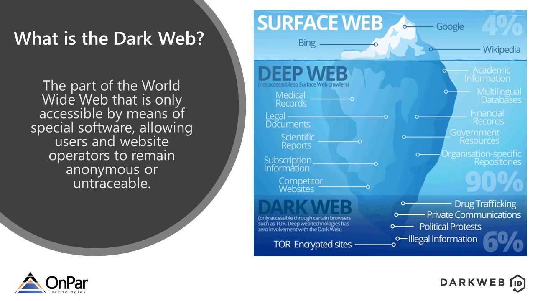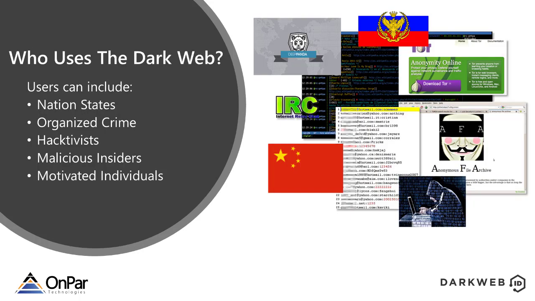So that kind of leads us into who uses the dark web. And as you may have guessed from the word anonymous, a majority of the dark web users are involved in criminal activity. So dark web users have been linked to crimes such as child pornography, human trafficking, the sale of drugs, firearms, and stolen credit cards.